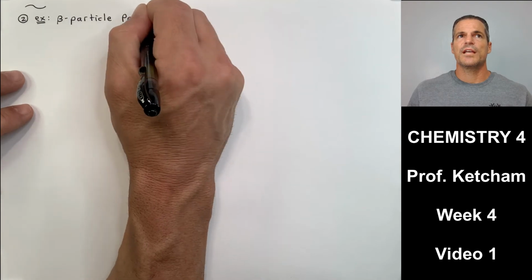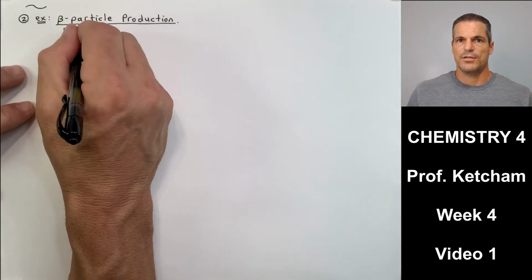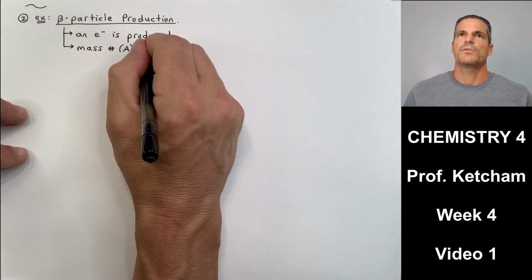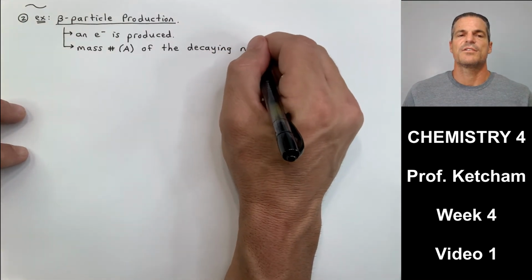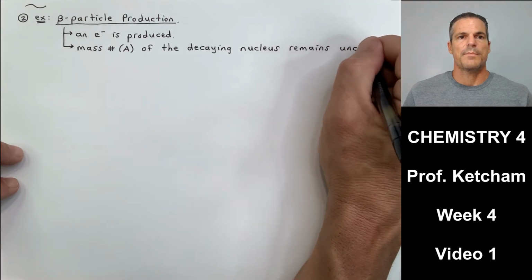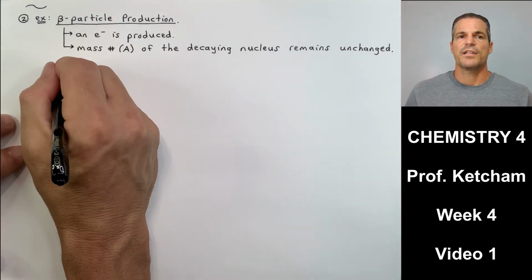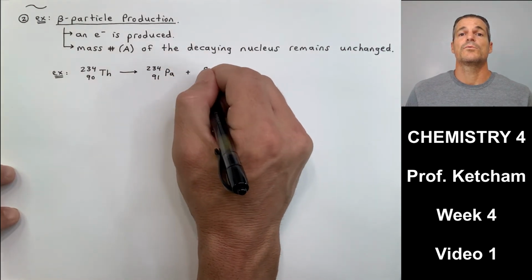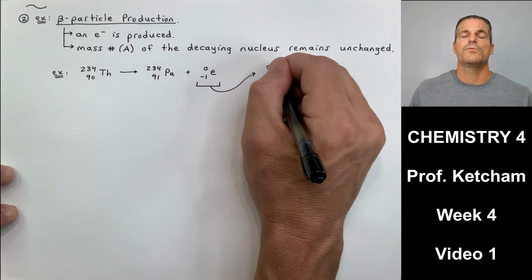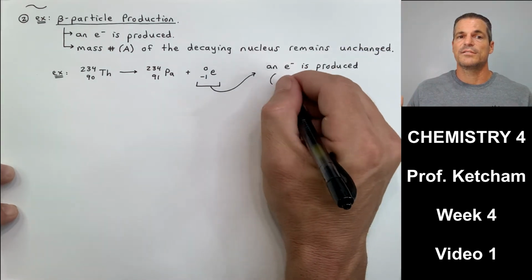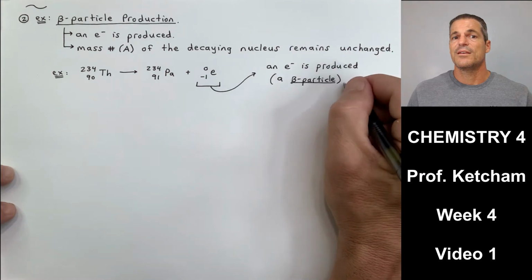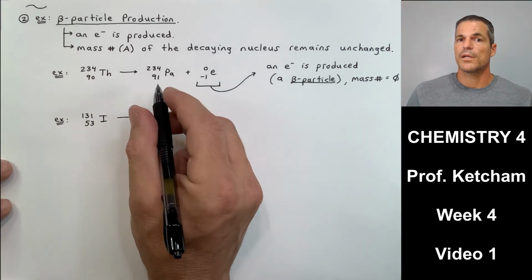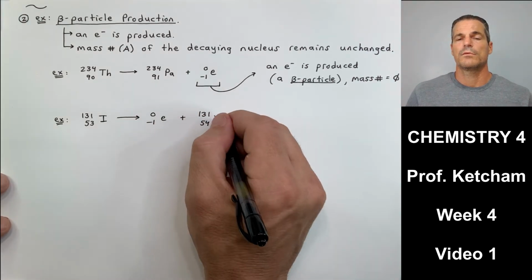Now, number 2. Actually, I believe number 2 is where the mass number does not change. So, beta particle production. An electron is produced. Remember, an electron is a beta particle. If a beta particle is being produced or formed, then we're forming an electron here, so the mass number A of the decaying nucleus remains unchanged. I had that wrong. This number 2 refers to where the mass number stays the same, and you see that with thorium-234 and Pa-234. It does not change. All right, so we have that fixed. An electron is produced, a beta particle, which has a mass number of 0. Electrons have no essential mass.